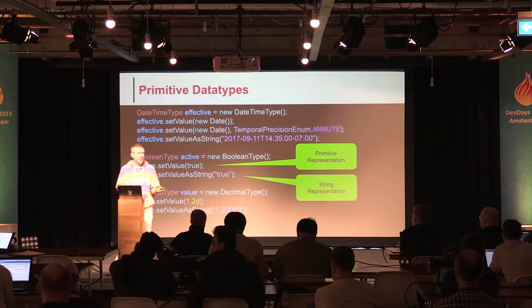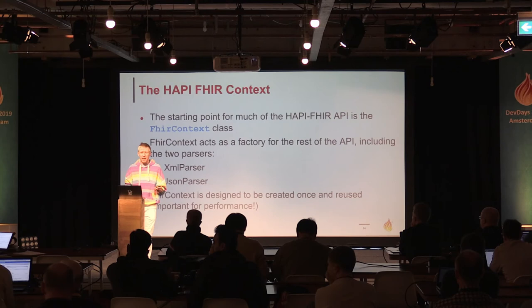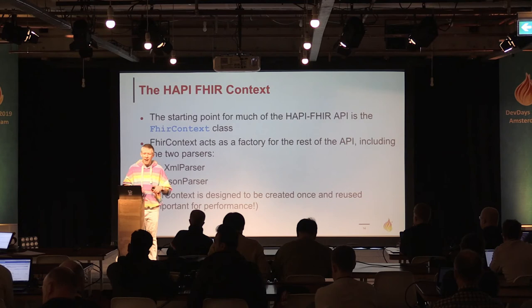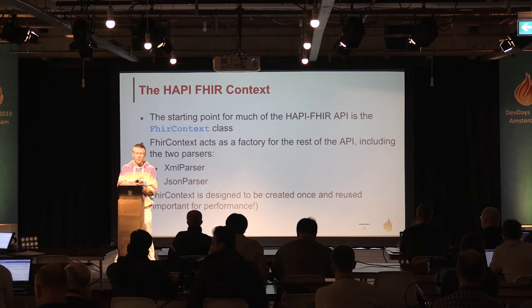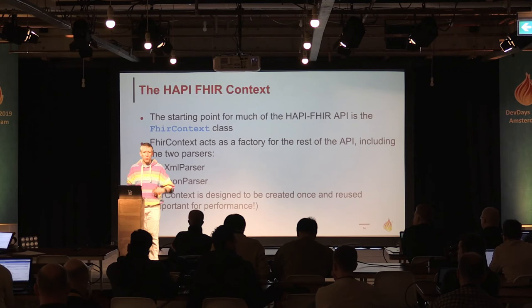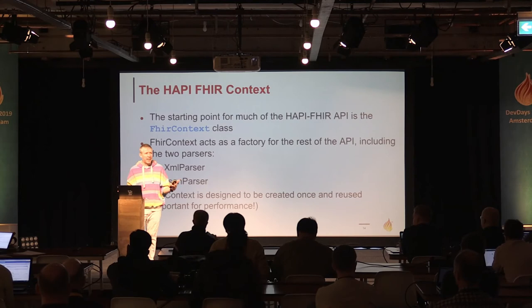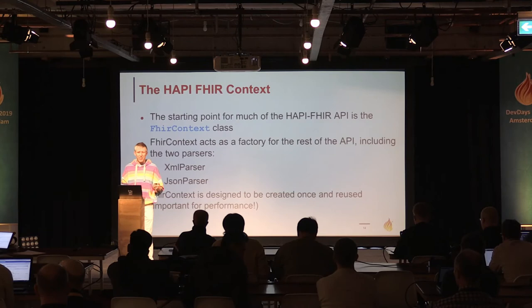So I'm going to talk a little bit about the parser next, and I'm going to start there by talking about this thing called the HAPI FHIR context object. This is a class called FHIRContext. You will see it throughout the library, all over the place. It's like the gateway to everything else in HAPI FHIR. Whether you need a parser or a client or a server, what you really need is a FHIRContext object, and everything derives out of it. That includes narrative generators, it includes validators, by the way, it includes FHIRPaths, so there's all kinds of stuff that comes off of FHIRContext.